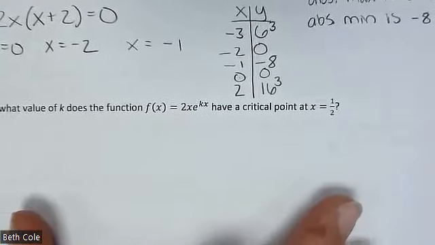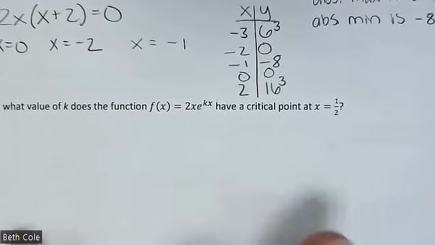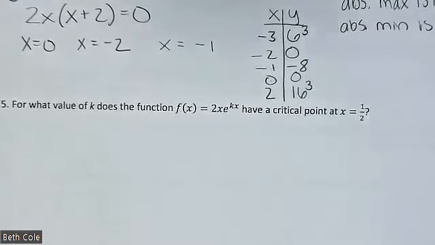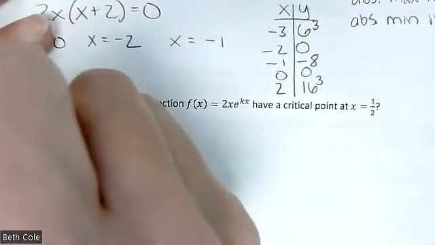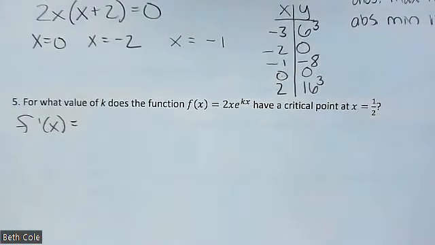All right, at what value of k, so find k, that's your goal, does this function have a critical point? So you need to know what critical point means. That means derivative equals 0. Okay, so let's find our derivative, set it equal to 0. I didn't really read through it, but I think we're going to need some rules here. What rule are we going to use first?